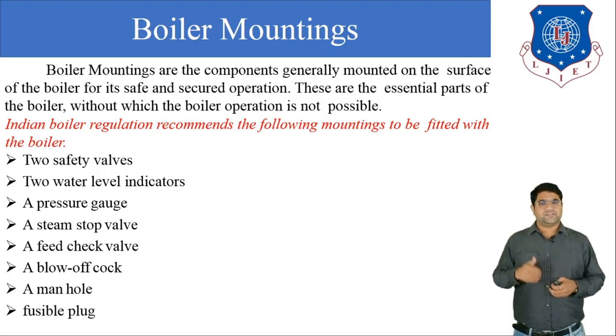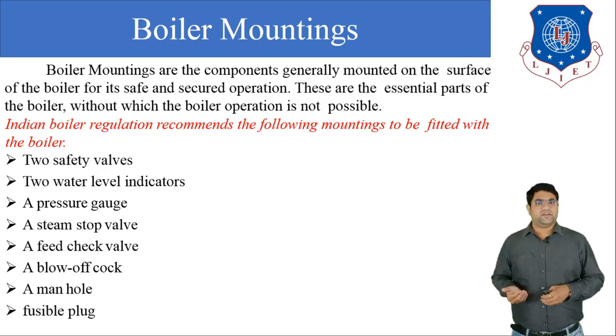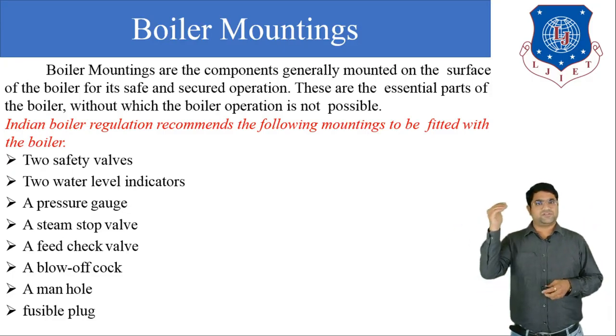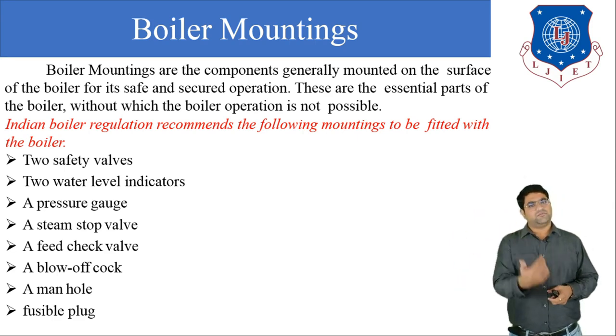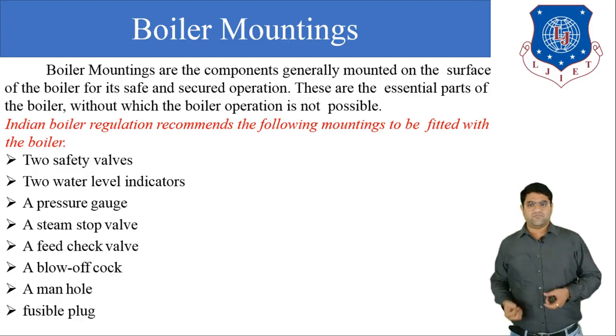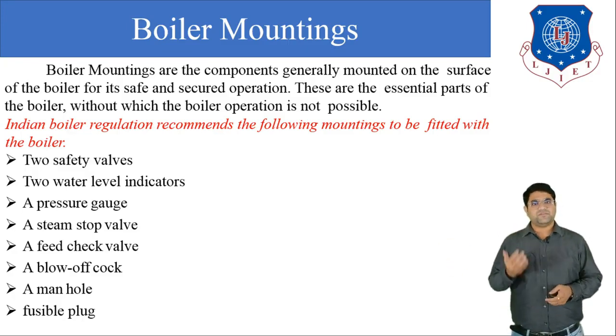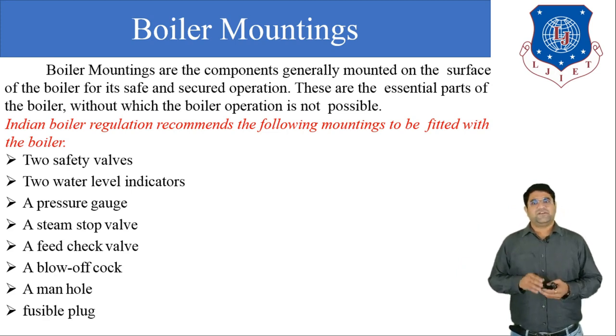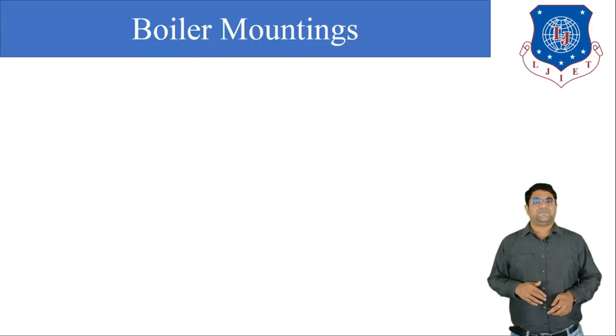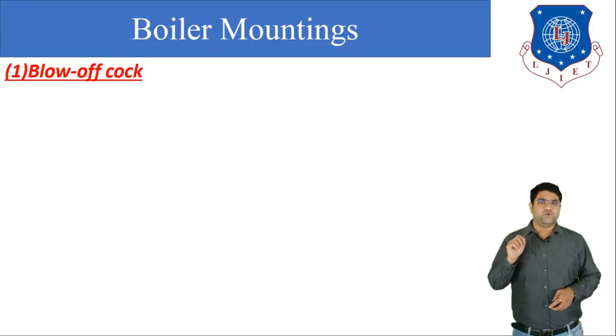Fourth is the steam stop valve, which is used to remove the steam from the boiler and to give the steam to the turbine. Next is the feed check valve, which is used to feed water inside the boiler. Blow off cock is used to remove the mud and impurities of the water from the boiler. Next is the manhole, which is used for maintenance purposes, and the fusible plug. So these are the boiler mountings. Today in this lecture we will discuss four boiler mountings and then another four in our next lecture. So let us start with our first boiler mounting, that is the blow off cock.